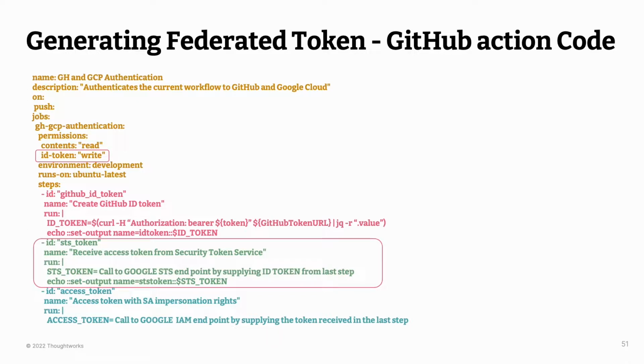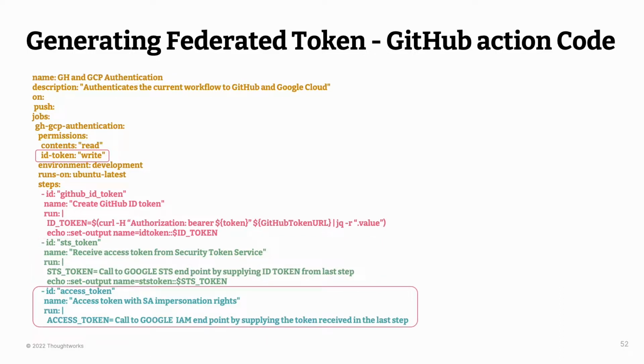If you are allowed, then it's going to send back a temporary access token, and then that access token can be exchanged with another token to impersonate the service account. And that's going to give you only the privilege that you need in order to provision or access certain resources.